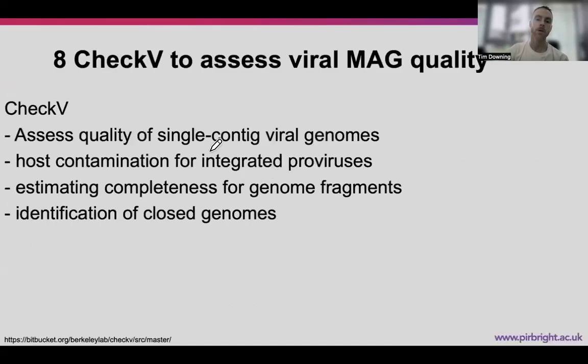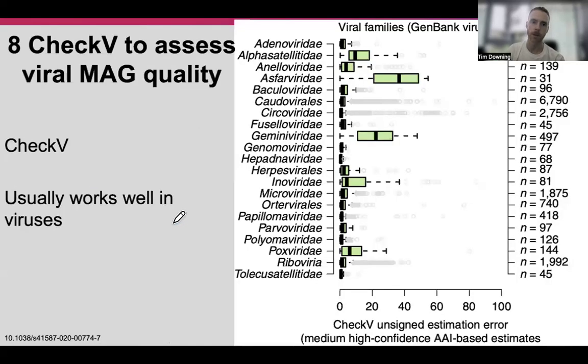CheckV is very, very useful because it can rapidly assess the quality of sets of contigs, either from viruses or elsewhere, but it's particularly focused on viruses. You can look at contamination for integrated proviruses in host genomes, look at completeness for genome fragments, and identify closed or complete genomes as well. So it works well in viruses. You can see the estimation error in different viruses, that there is some error, but for most viruses, it's relatively low.